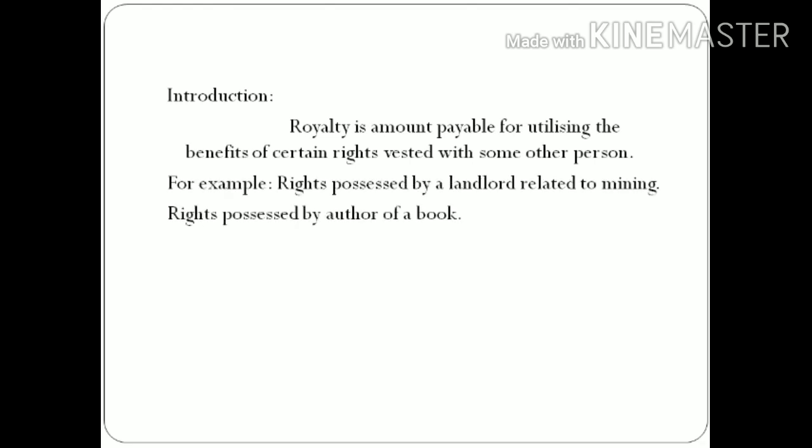You can see, for example, rights possessed by a landlord relating to mining. As one land is there, we are using that land for mining purpose. For utilizing the rights possessed by that landlord, the amount which we will pay, we will call royalty. Or else, the rights possessed by the author of a book. One person is the author of one book. If the publisher has to publish that book, for using the rights of that author, the publisher has to pay certain money to the author of the book. That we will call royalty.